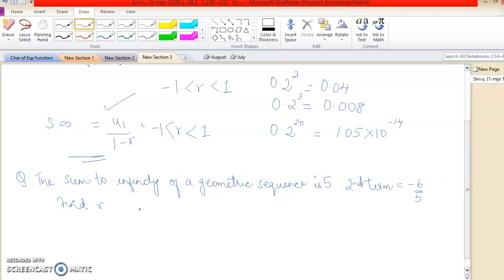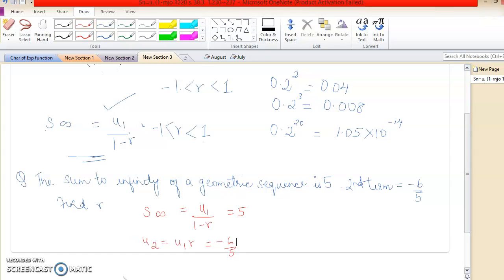I can clearly see that it says sum to infinity. Therefore, I'm going to use the formula of sum to infinity, that is u1 over 1 minus r, which they say is equal to 5. I do also see that the second term has been given to me. Now, since the second term has been given to me, I can write u2 is equal to u1 r to the power of 2 minus 1, which is definitely r, and that is given to me as -6 by 5.